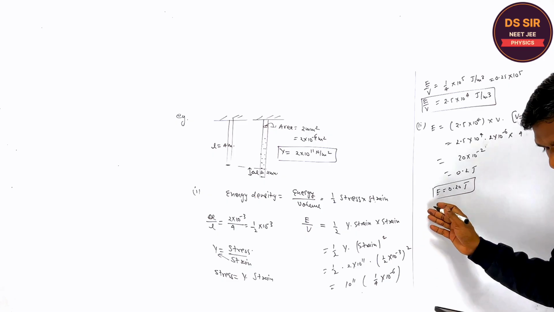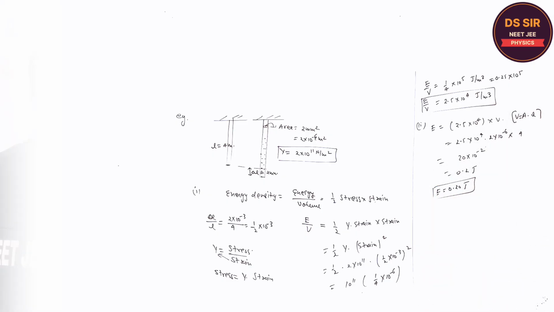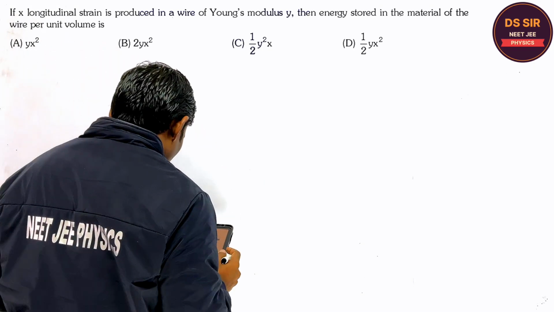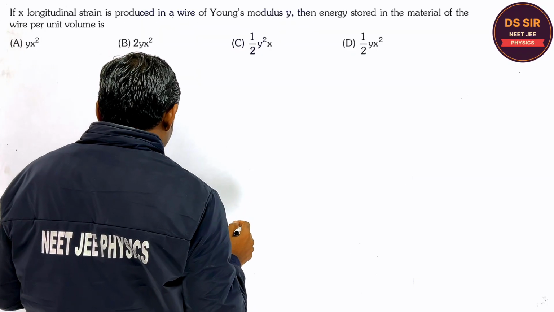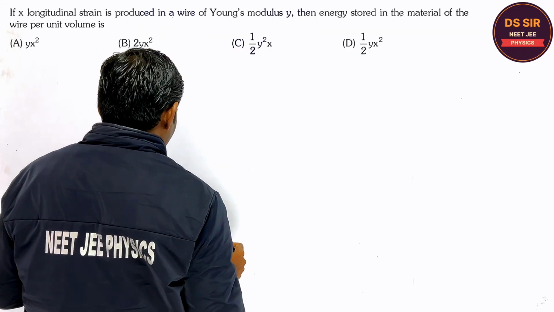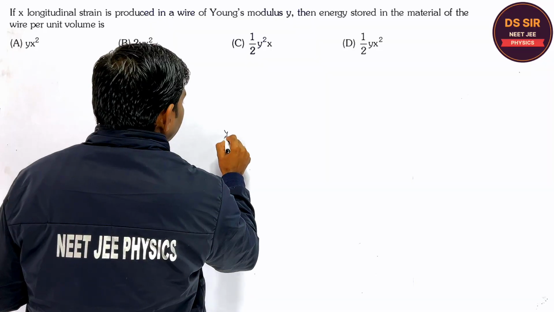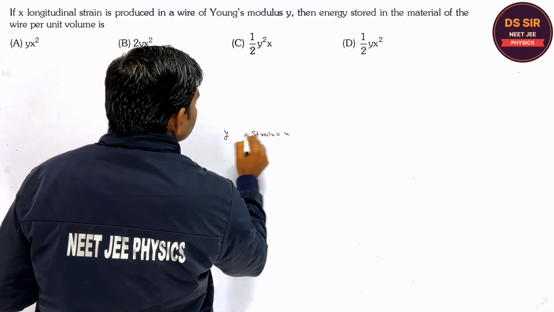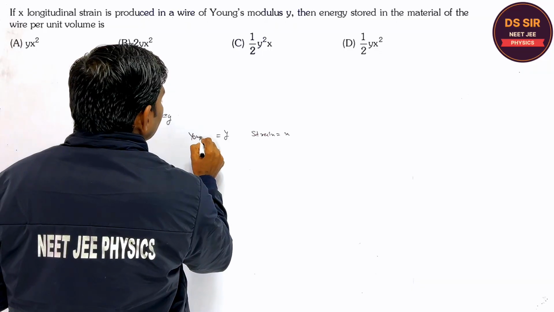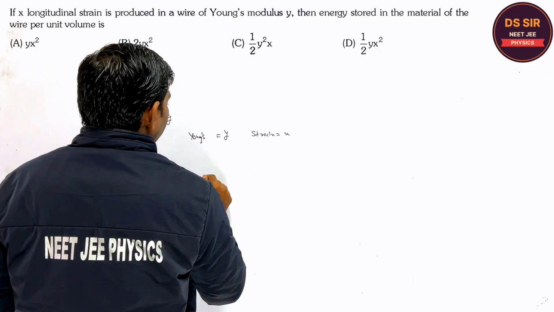All right, copy this. So read this question. In this question, the longitudinal strain x is produced in a wire of Young modulus Y. Strain is what? Longitudinal strain is x. The Young modulus is what? Young's modulus is Y, right?